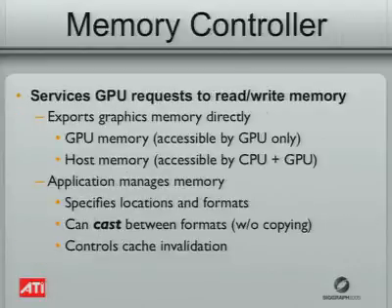So the third major component is the memory controller, and it services the GPU request to read and write memory. And since we export the graphics memory directly, you get handles to GPU memory, which I mentioned earlier as being accessible only by the GPU, as well as the host shared memory, which is accessible by the CPU and GPU. And you actually get the memory addresses, and your application can manage all the memory allocation in terms of what is available within those memory pools.